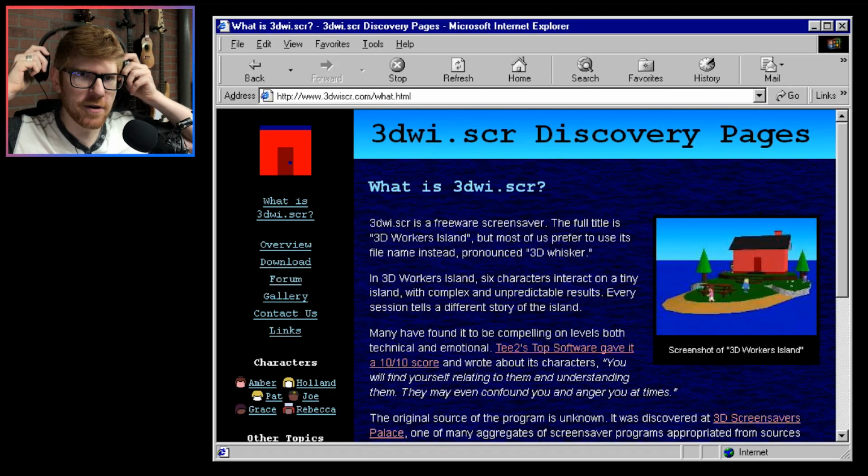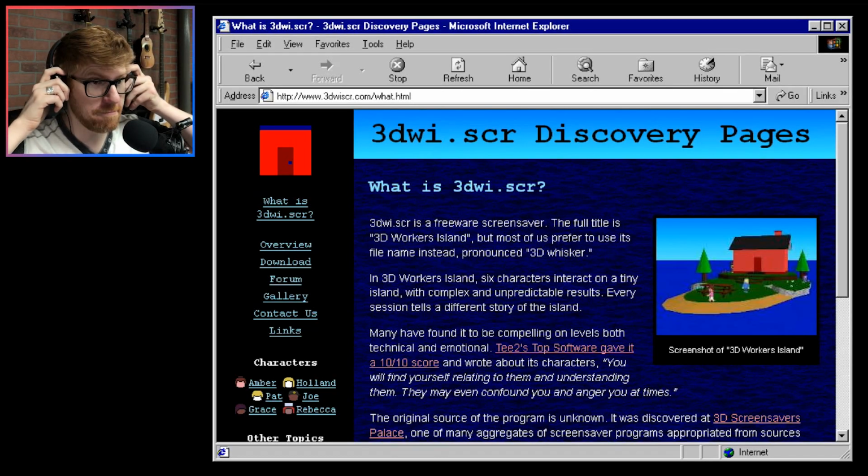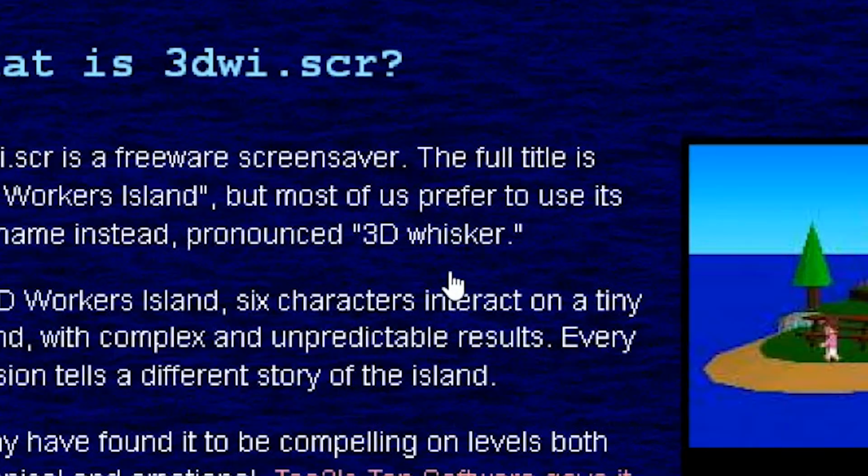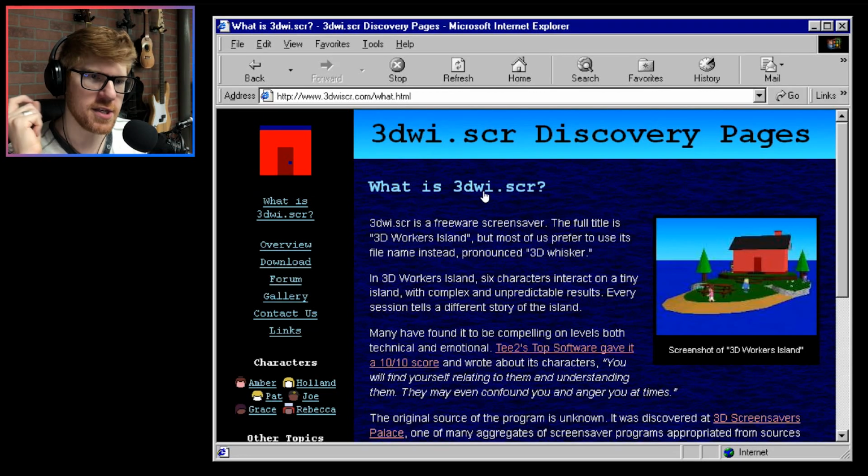I also don't know if there's going to be audio for this. I'm going to put headphones on. We'll see. Okay, so 3D Whisker is how it's pronounced. What is 3D Whisker? It's a freeware screensaver. The full title is 3D Workers Island, but most of us prefer to use its file name instead, pronounced 3D Whisker, because it's 3D Workers Island .screensaver.